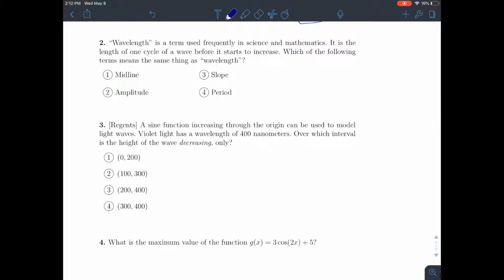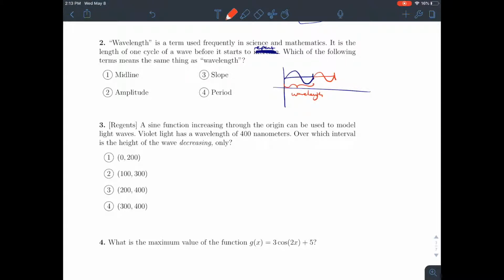Wavelength is a term used frequently in science and mathematics. It is the length of one cycle of a wave before it starts to increase was the wrong word there. It really should have been repeat. Sorry about that. So if we think about the length of a cycle before it starts to repeat, here's one cycle. Then it starts to repeat, so here's the next cycle. So each one of these is called a wavelength.